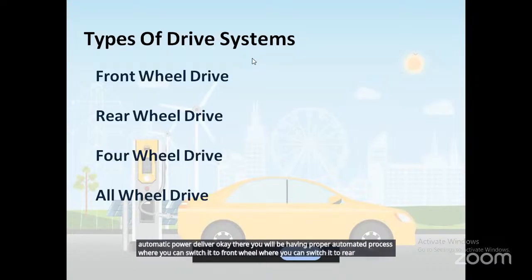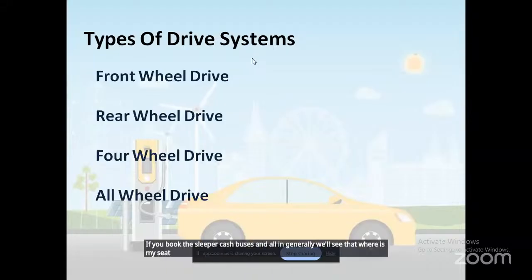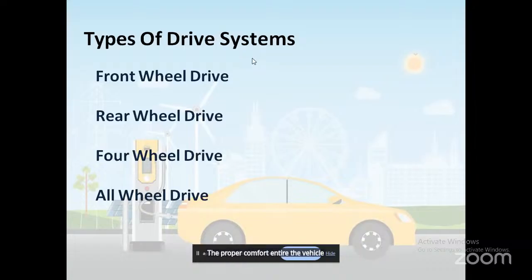You can observe all-wheel drive on buses. Whenever you are booking tickets, for example sleeper class buses, generally we see where my seat is, whether it is a window seat or not, and who is beside us. These are the things we see. But if you observe the ticket properly, it says this is an AWD vehicle or this is a 4WD vehicle. Mostly you will have AWD vehicles, which indicates all-wheel drive vehicles, where you have proper comfort throughout the vehicle, and the power is delivered to all the wheels.